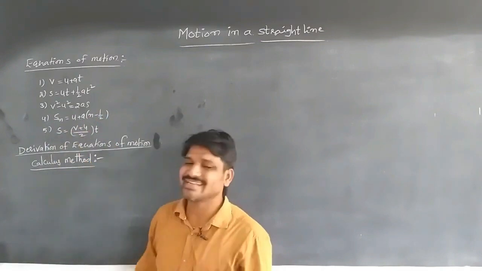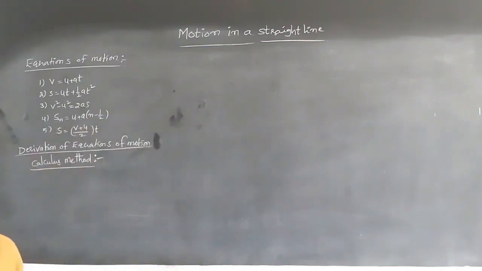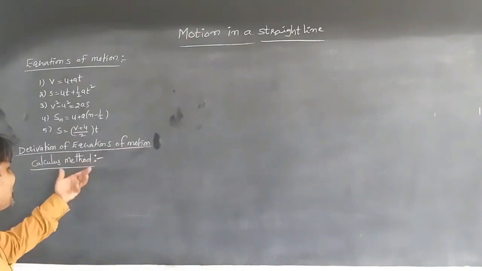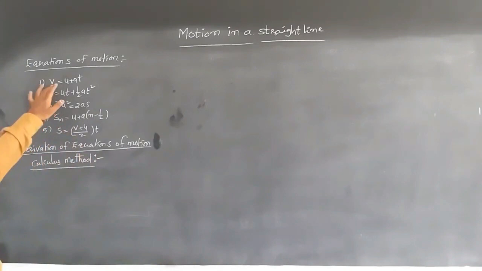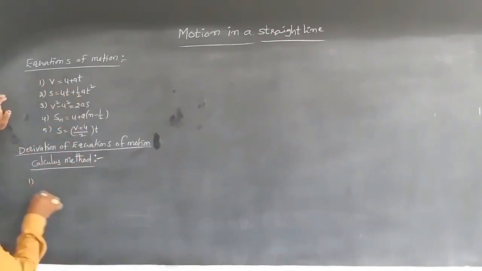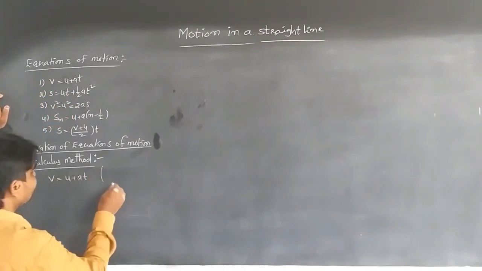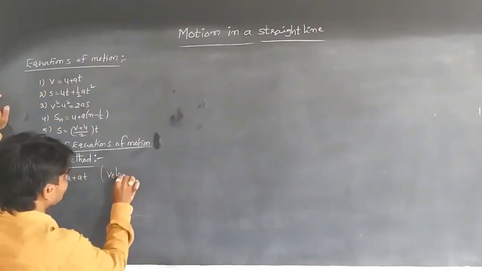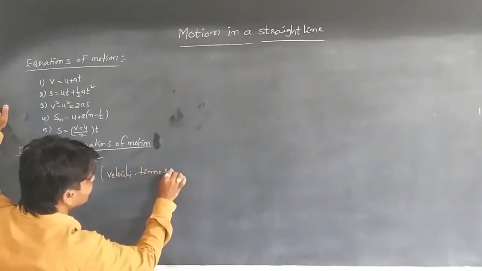This will be the stopping distance. So here we are going to derive these relations using the calculus method. The first one is v is equal to u plus at, the velocity-time relation.